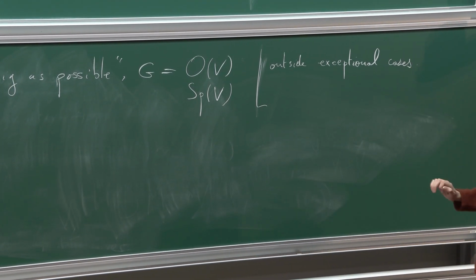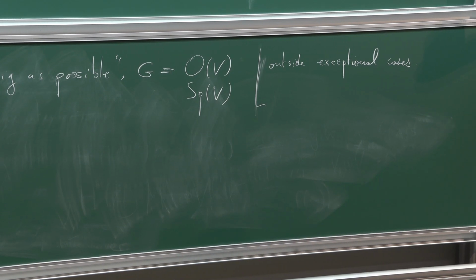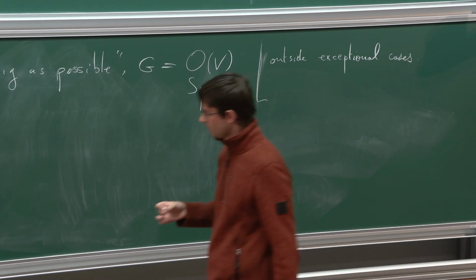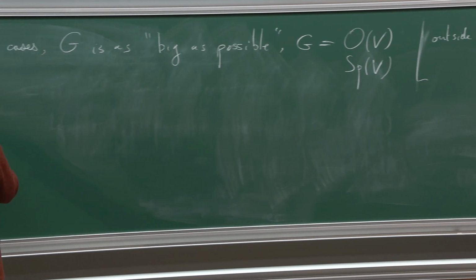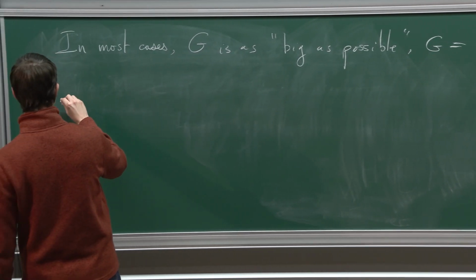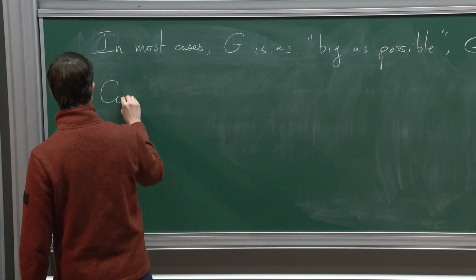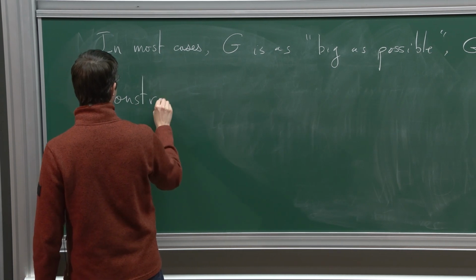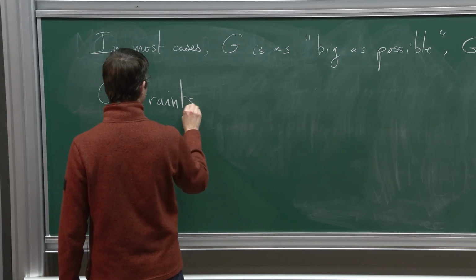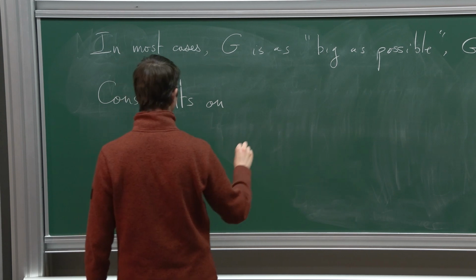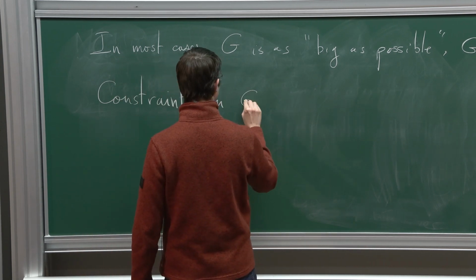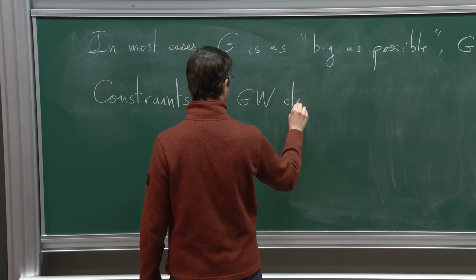And so why is the fact that this monodromy is big useful? Because, as mentioned, Gromov-Witten invariants are deformation invariants. So this monodromy will give constraints on Gromov-Witten invariants or Gromov-Witten classes.